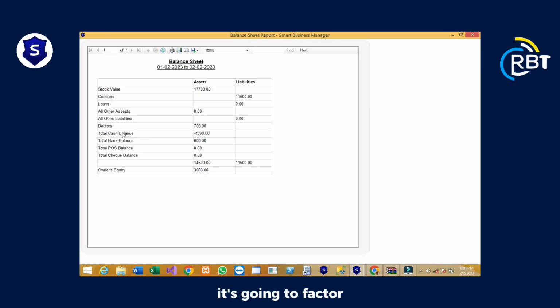So it's going to factor all the money you have, both in your cash and in your banks. It's going to factor all the persons that are owing you, all the persons you are owing. It's going to factor the value of your stock as at that moment, and it's going to do a plus and minus for you, and you get what we call the owner's equity, which is how much you are worth as at the moment. So that's a very simple report, and a lot of persons, don't let them deceive you. The balance sheet is a lot, there's nothing there.